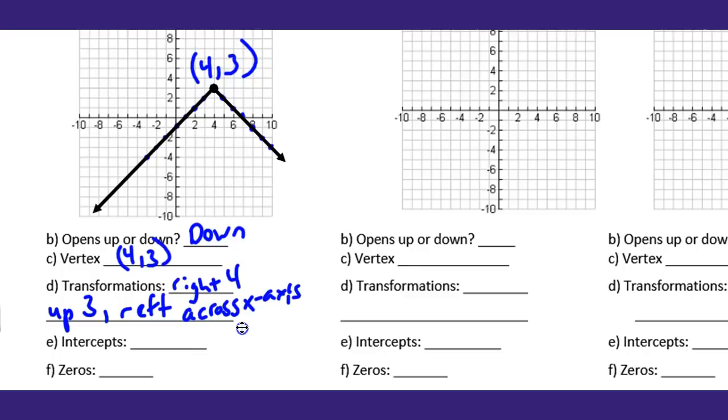Now the intercepts. We have this intercept right here, 1, 0, and we also have this intercept right here, 7, 0. Those are the x-intercepts, by the way. Then we have the y-intercept, and I'm using another color for that right there: 0, -1. That's our y-intercept. Now, the zeros, guys, the x-intercepts are the zeros. So x equals 1 and x equals 7.